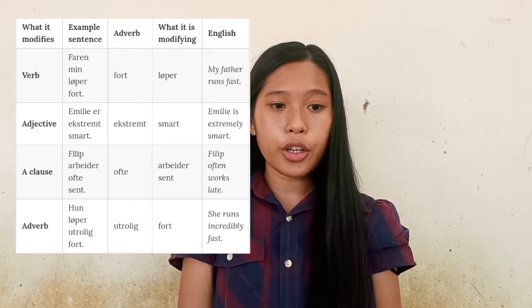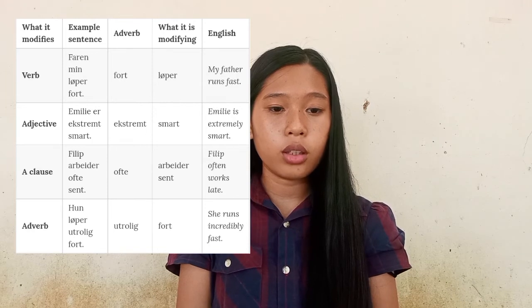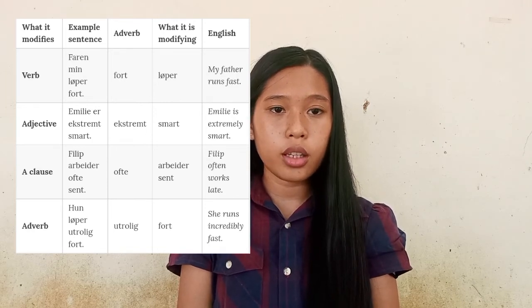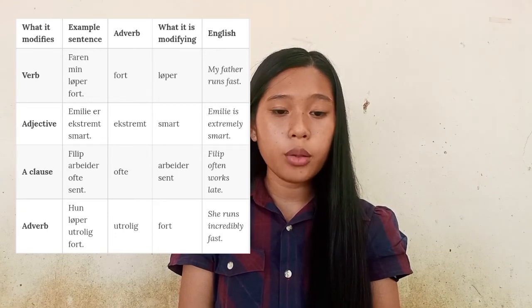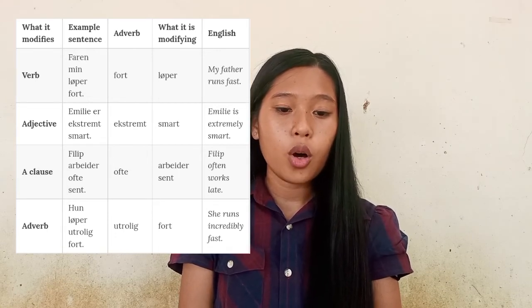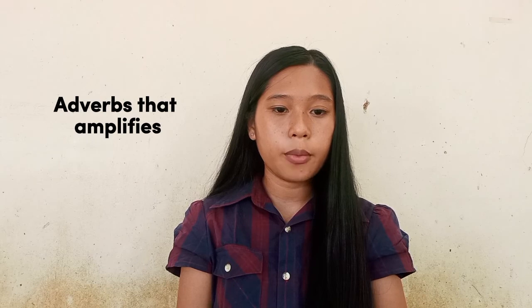It modifies another adverb just like in the sentence, Hun løper utrolig fort, which means she runs incredibly fast. The adverb utrolig, or incredibly, modifies another adverb, which is fort, or fast. Here's the example of adverbs that amplify or strengthen a meaning of an adjective and another adverb.